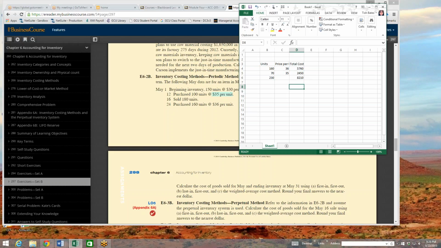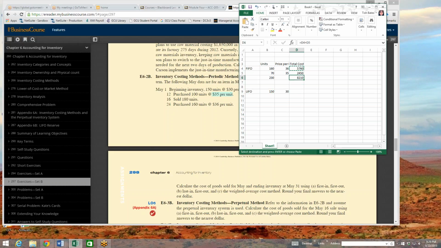Now the last in, first out is a little bit different. So this was FIFO. This is LIFO, right? So if you use the same thing except do it last in, first out, your ending inventory is going to be, or I'm sorry, last in, first out, ending inventory is going to be calculated like this. You're going to have 150 units at $30.